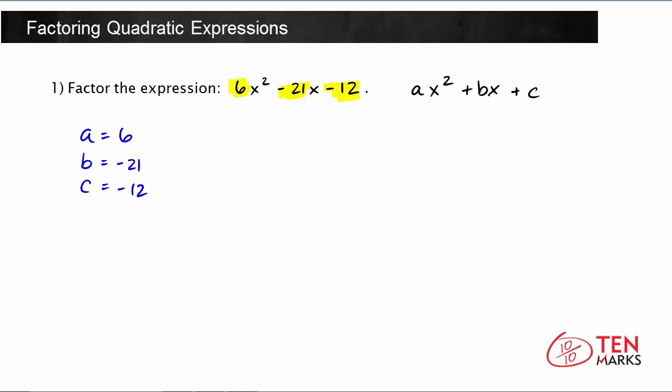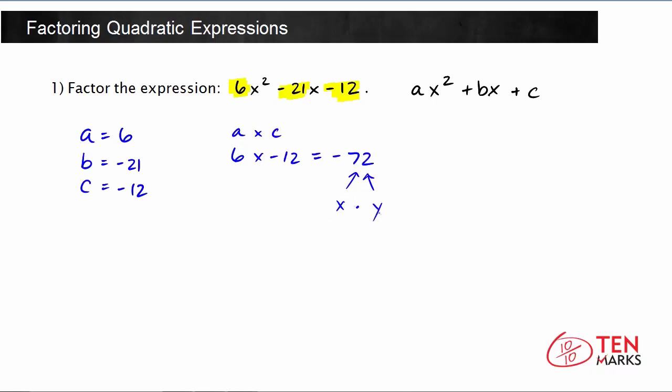Now to begin factoring a polynomial, what you're going to do is find the product of a and c. That's the first step, and I'll explain why in a second. So a times c, in this case, is 6 times negative 12, which gives you a product of negative 72. Now negative 72 has other factor pairs that would multiply together to form negative 72. For right now we'll just call them x and y. We're going to multiply x and y to get negative 72.